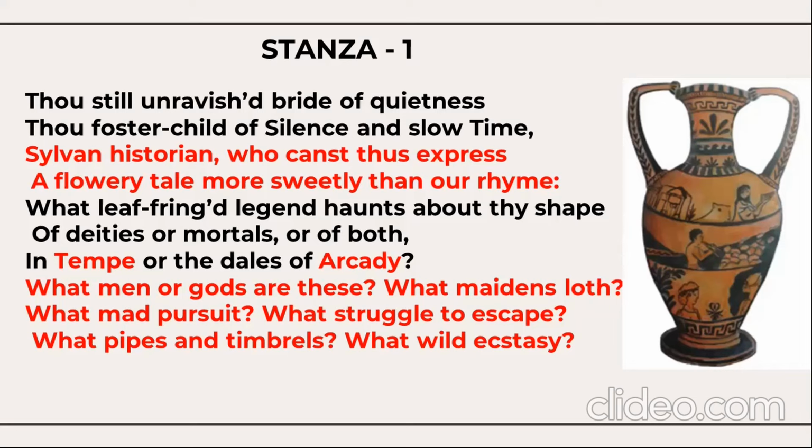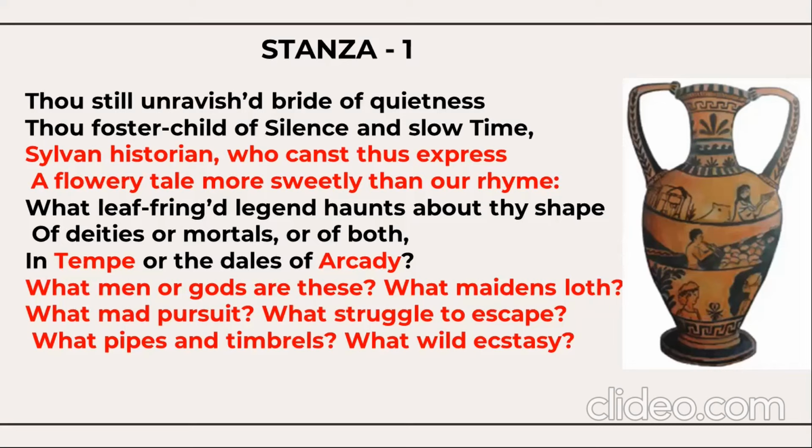Now, further, he asks, are these images of the musician who is playing the pipes, the flute, or the timbrels, or the drums? Do these images belong to those kinds of musicians? So he asked whether the images or the scenes on the urn are of musical instruments like pipes and timbrels, which produce what? A very eternal music. That's why he called it wild ecstasy.